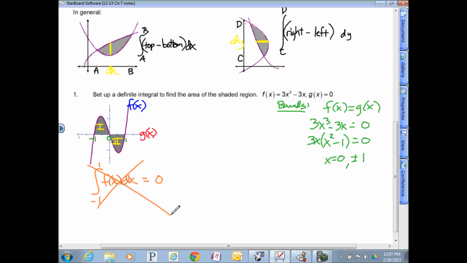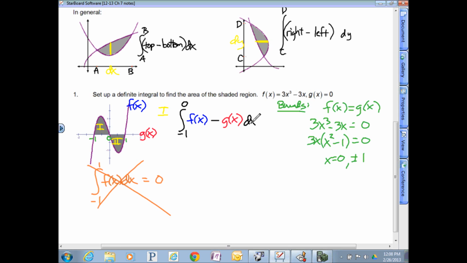So if I look at region number 1, the top function is f of x. When I go to set up my integral, I'm going to integrate from -1 to 0, and my top function is going to be f of x, and my bottom function is going to be g of x, and we're going to integrate that with respect to x.